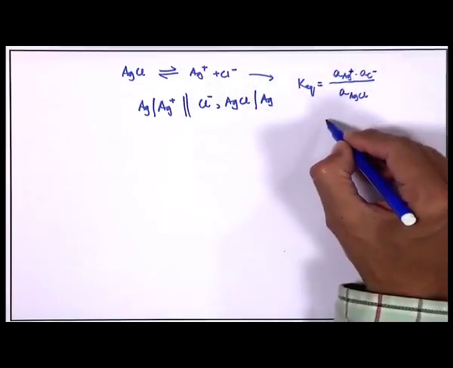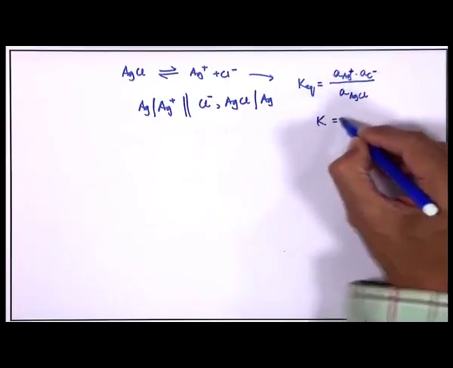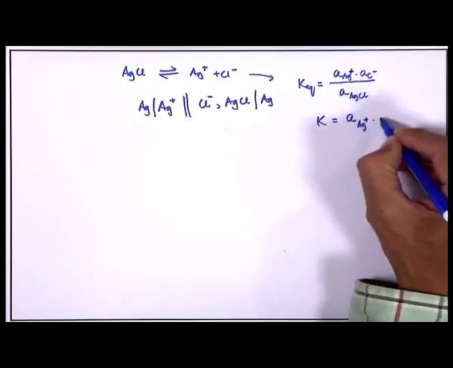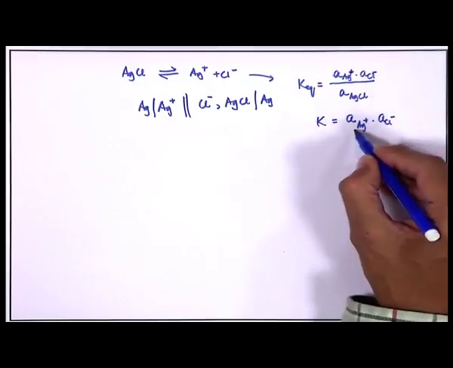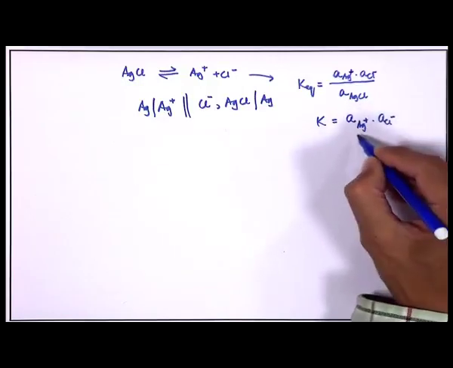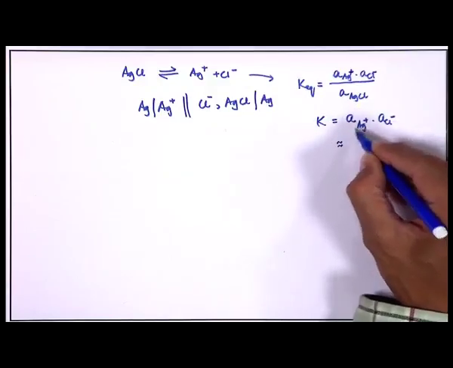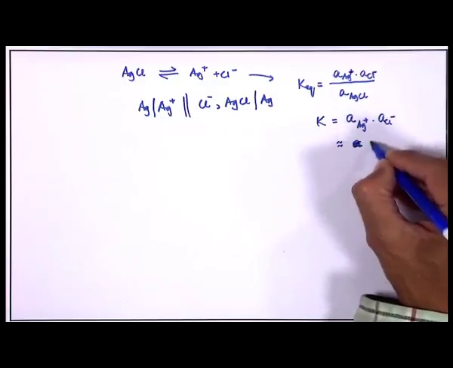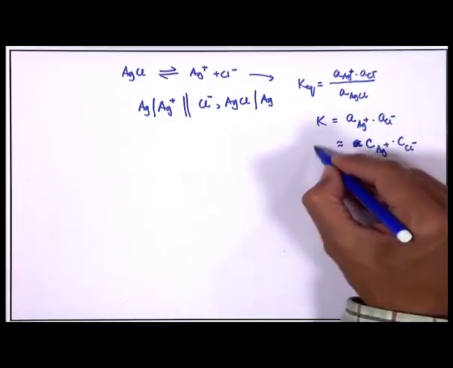So, K is equal to the activity of Ag plus times the activity of Cl minus. It is called the activity product, and for dilute solution you can replace it. Of course, it is a dilute solution because the solubility is known to be low, so the corresponding concentration is very low. So, for all practical purposes you can replace this with the concentration of Ag plus times the concentration of Cl minus, and that gets you Ksp.